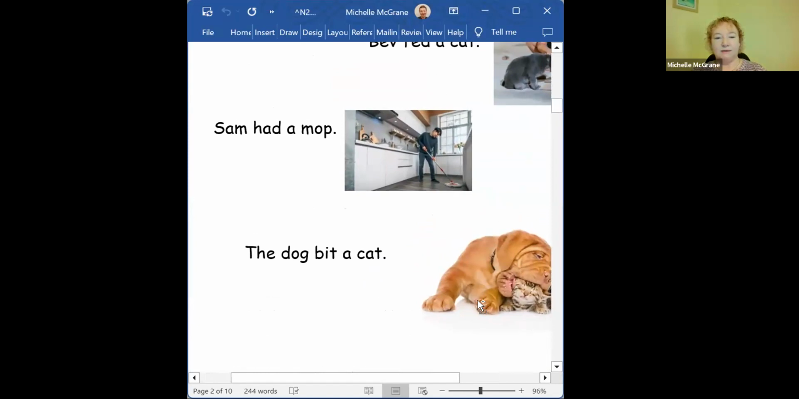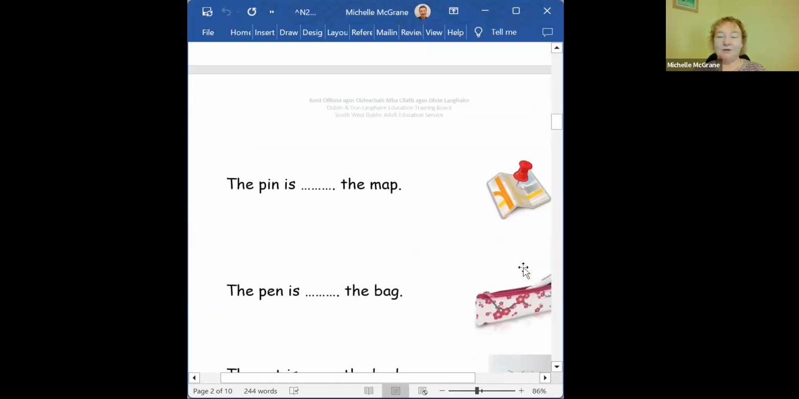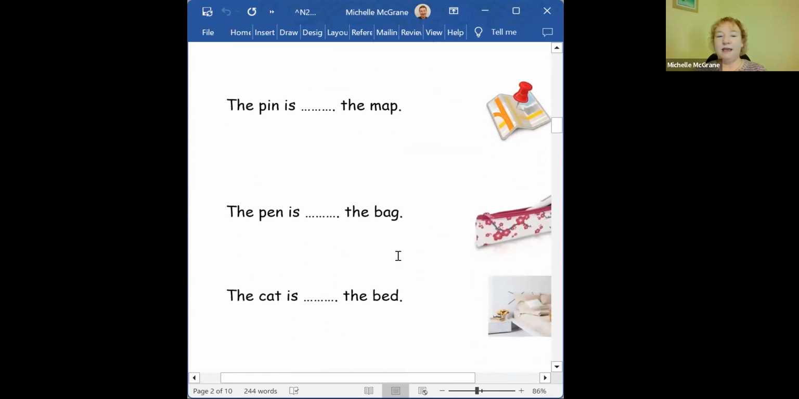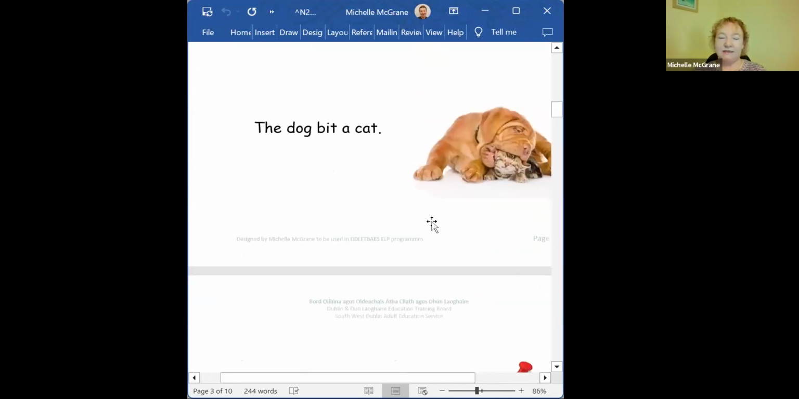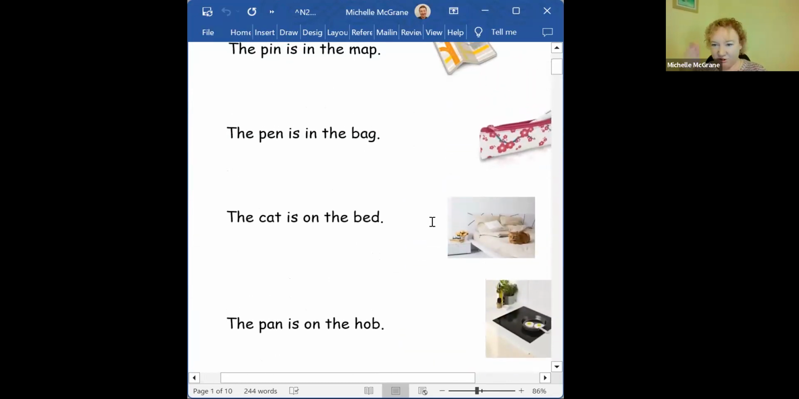The dog bit the cat. We talk about whether the cat is happy about this. Okay. So, you know, but it's not patronizing. It's not demeaning, but it's clearly very much step by step. Okay.